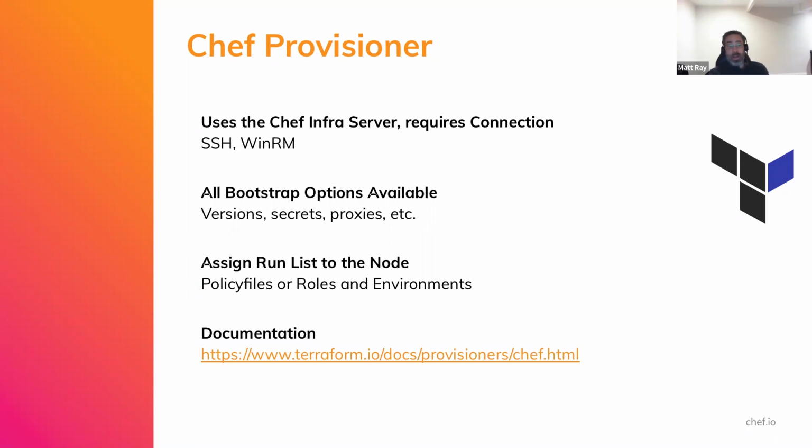The Chef provisioner does support all the different bootstrap options that are listed in our documentation. So, specifying which version of the Chef Infra client, passing secrets, proxies, pretty much everything that knife bootstrap supports is going to be available through the Chef provisioner. And part of that provisioning is you're going to assign run lists to your node, whether you are still using roles and environments. If you're using policy files, that's what my demo will be using.